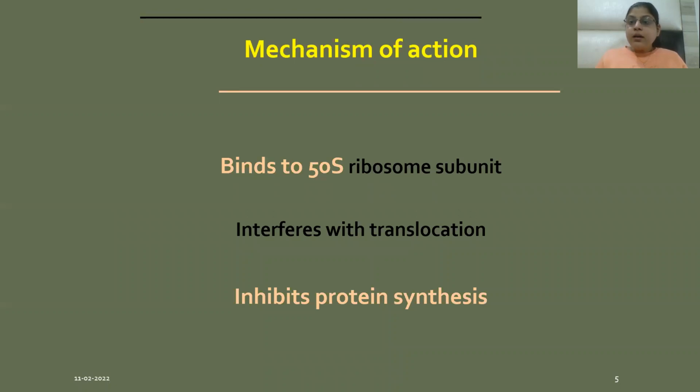How? There is no translocation of the amino acid chain from the A site to the P site. So the amino acid acceptor site does not get freed for the new amino acid brought by the tRNA. From the A site to the P site, translocation does not take place, so that inhibits protein synthesis.